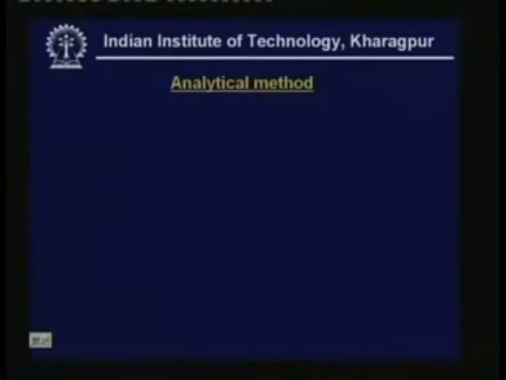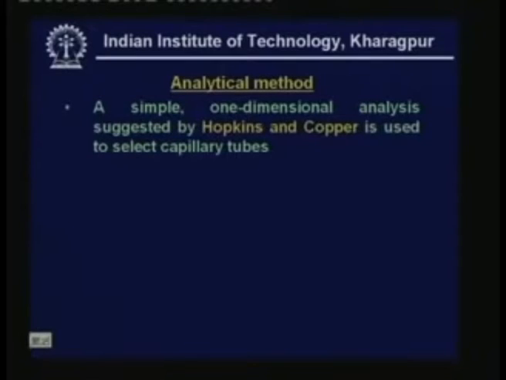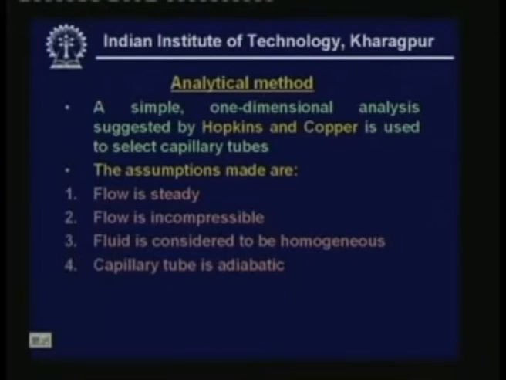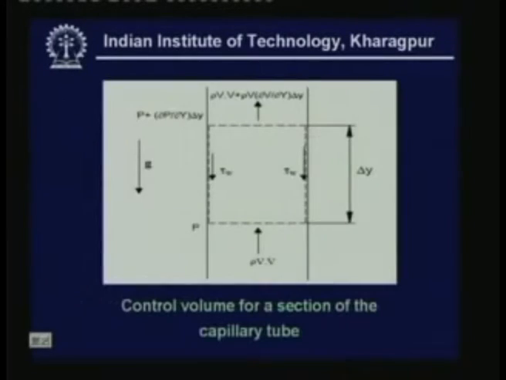Now let us look at an analytical method. This is a simple analytical method, suggested by Hopkins and Cooper a long time ago. It is a one dimensional analysis, and the analysis is carried out under the following assumptions. It is assumed that the flow is steady, the flow is incompressible, the fluid is considered to be homogeneous, the capillary tube is assumed to be adiabatic, and gravitational effects are negligible.